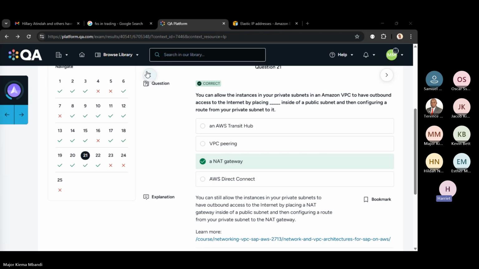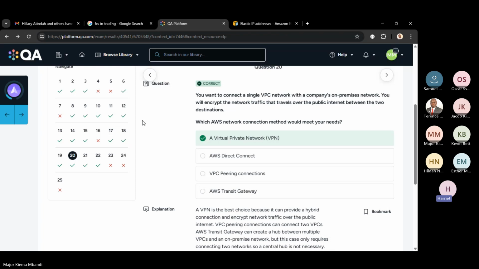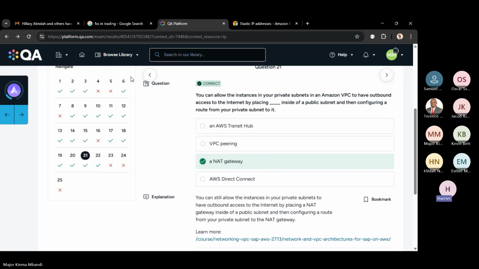You can allow an instance in your private subnet in an Amazon VPC to have outbound access to the internet by placing dash inside of a public subnet and then configuring a route from your private subnet to it. So the correct answer is a NAT gateway. You're getting that gateway. You can move.